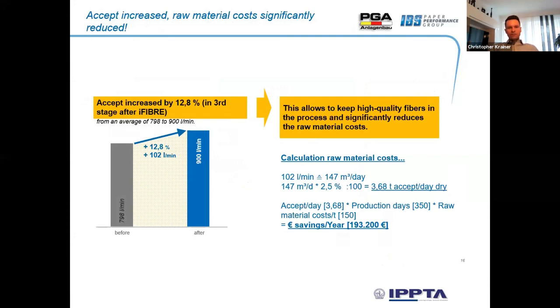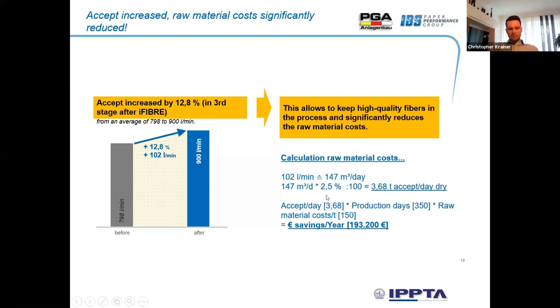How could we achieve this goal? We have increased the accept in this case in the third stage by 12.8% and have decreased the reject amount by around 25%. In addition, we have prepared a small calculation with numbers. 12.8% means 147 cubic meters per day.